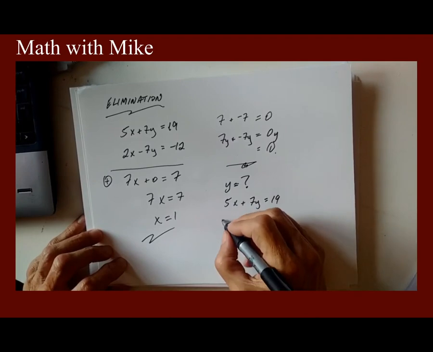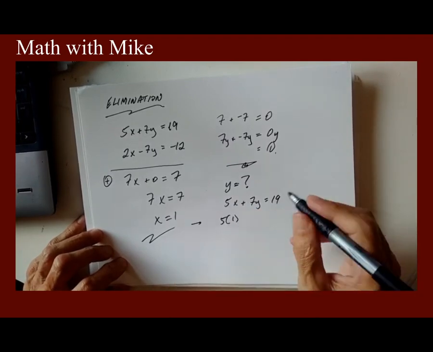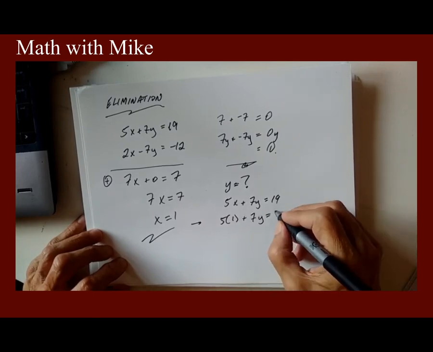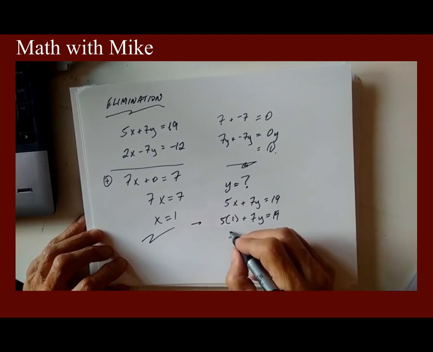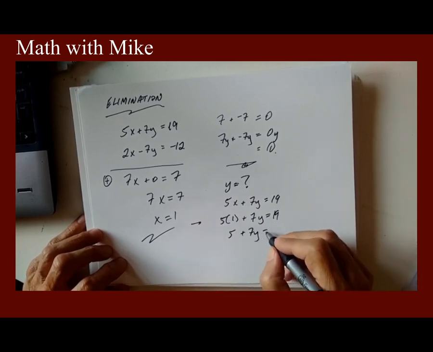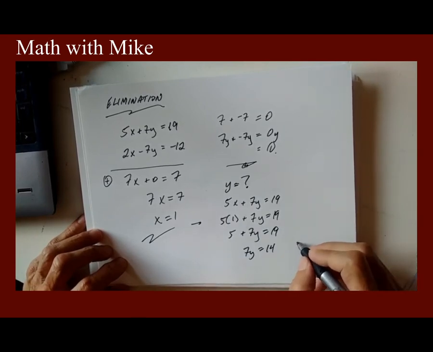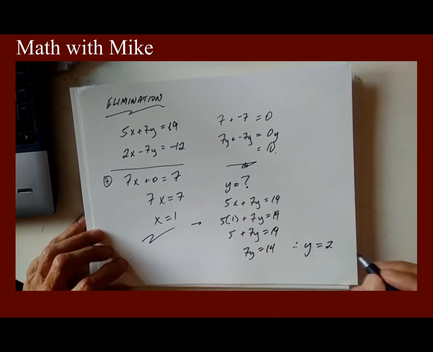5x plus 7y equals 19. From our good work over here, we know that x is equal to 1. So there it is. Y remains a mystery. So we work this out. This is 5 plus 7y is equal to 19. 7y, that goes over, is equal to 14. And so therefore, y is equal to 2.